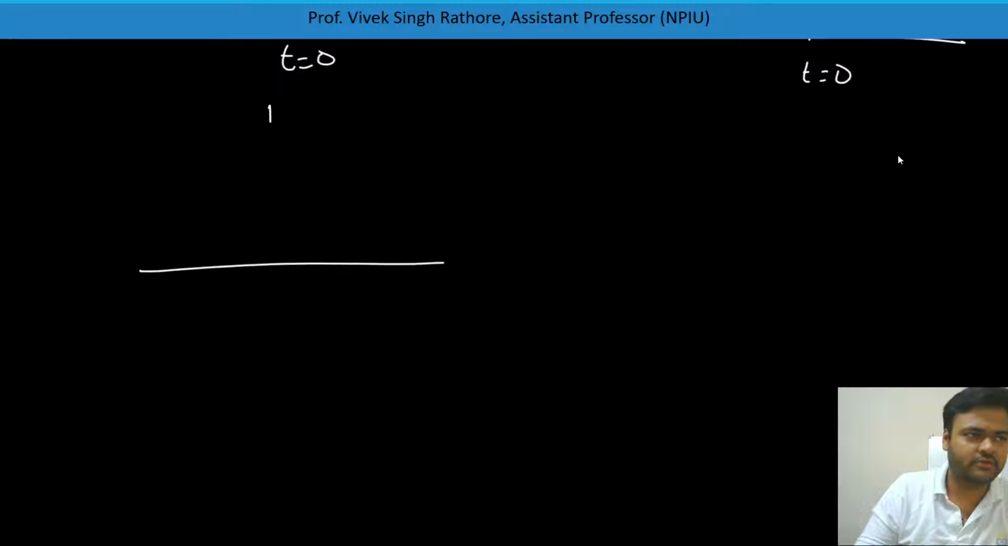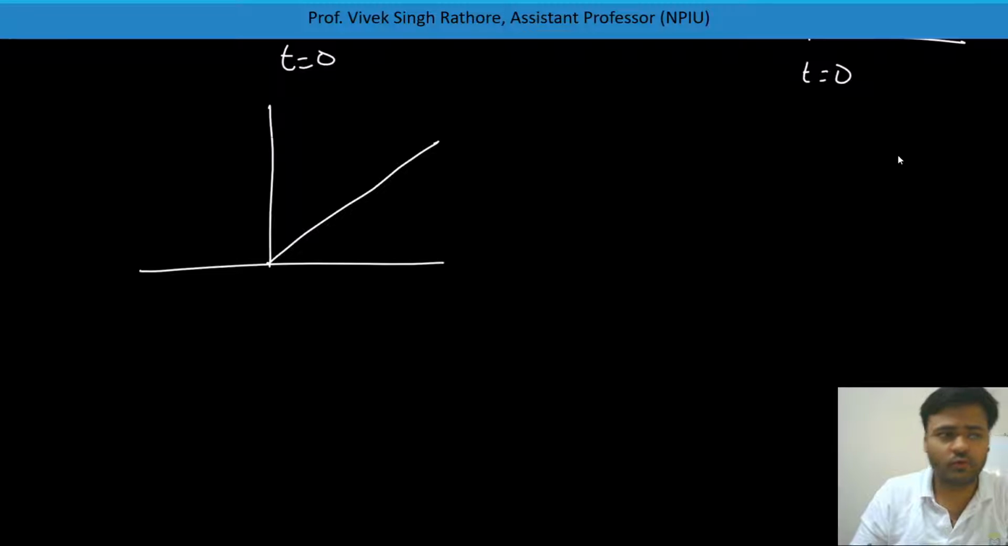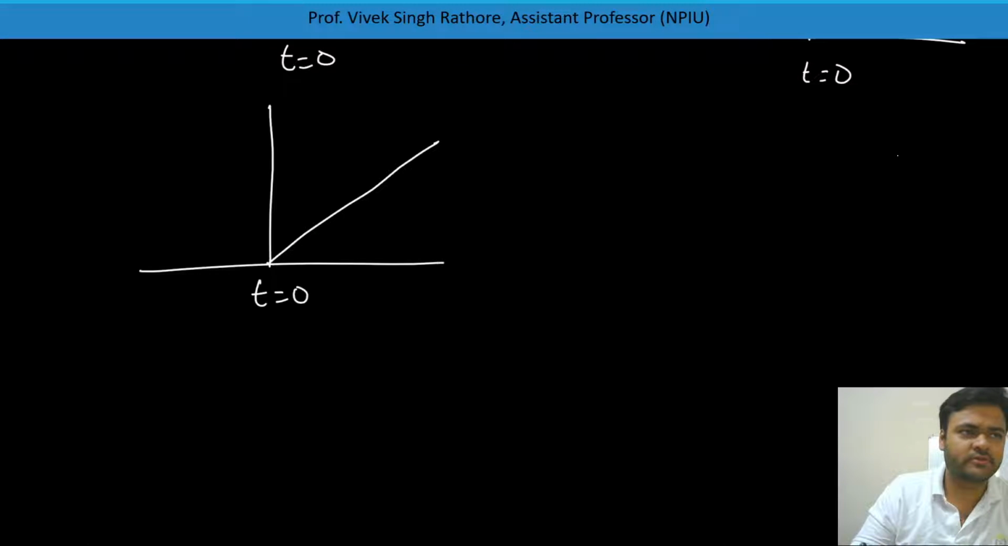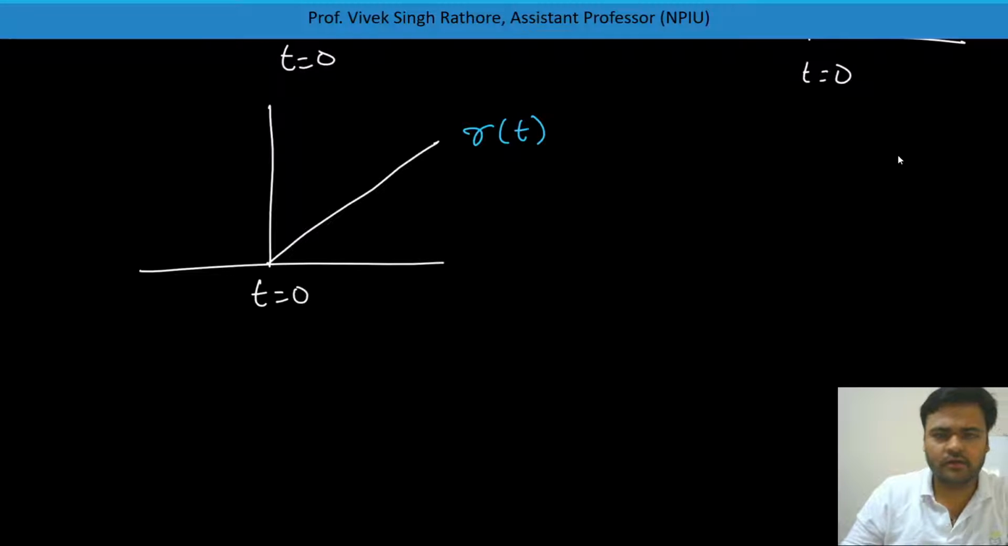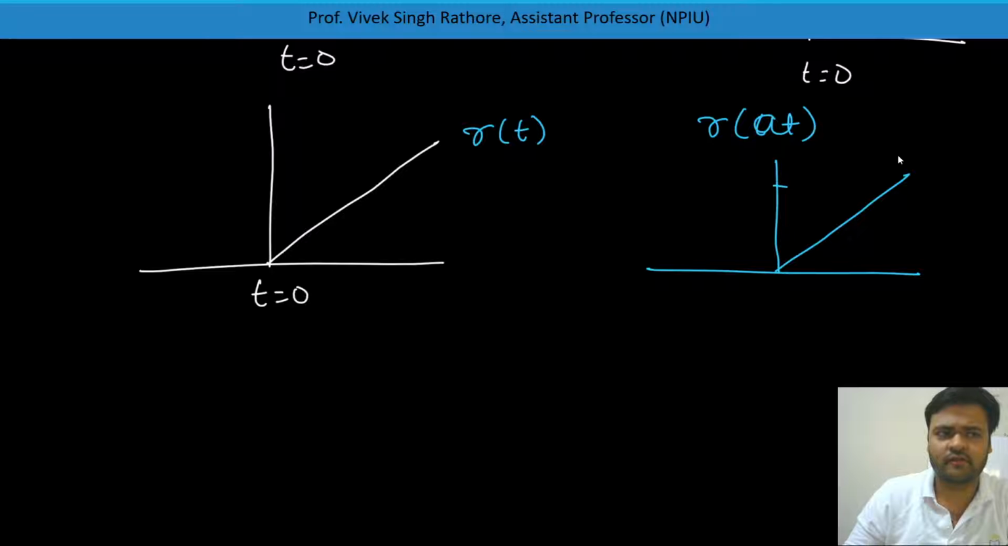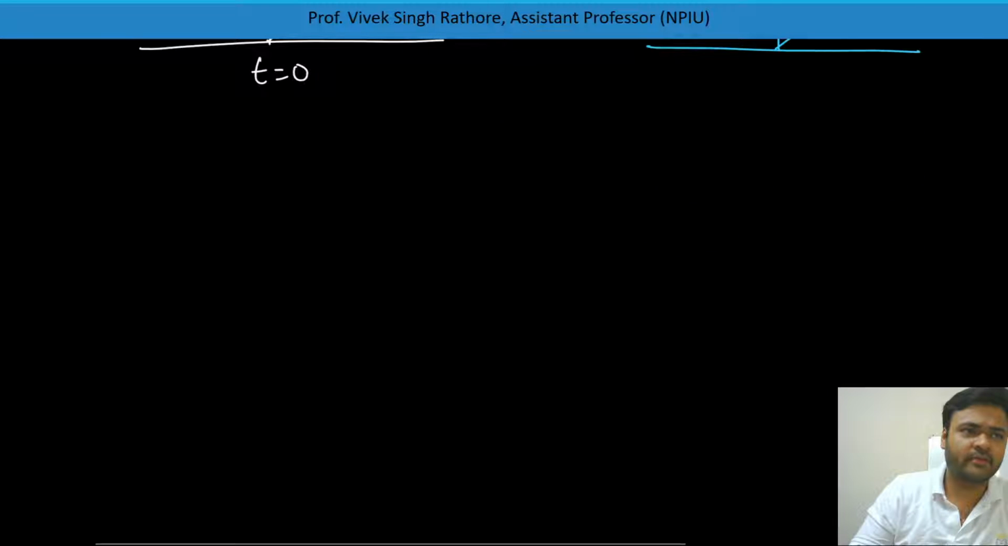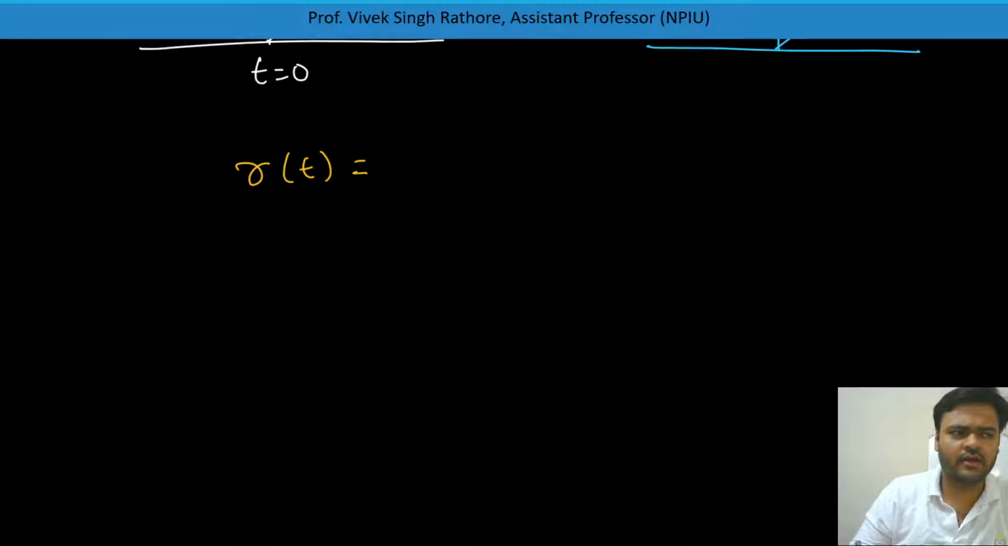Now we'll do these operations on the ramp signal. Let's first plot our ramp signal. At t equal to zero there is a change of slope. This is called the ramp signal, represented as r(t). Now we need to do time scaling, so r(at), then what will happen? It will look like this only, but the slope will change: if the slope is 1, then it will become a. How does this happen? Let's check. Mathematically, r(t) is a line mt plus c, where m is 1 and c is equal to 0. So r(t) is equal to t for t greater than 0, and it is 0 for t less than 0.